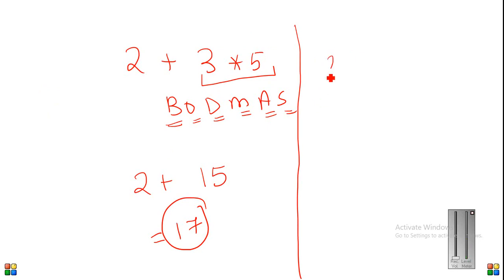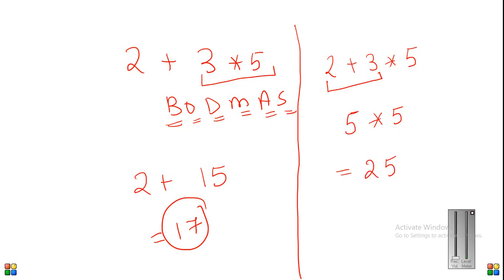But it is also possible, let's say there was no rule called BODMAS, and a person who is new to addition and subtraction may even do it like this: 2 plus 3, which is 5, and then multiplied by 5.